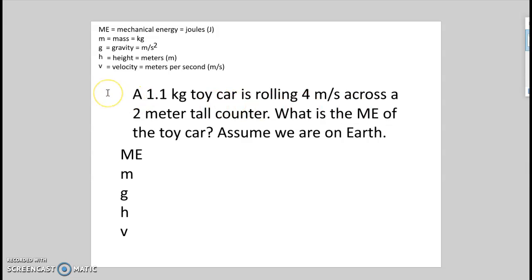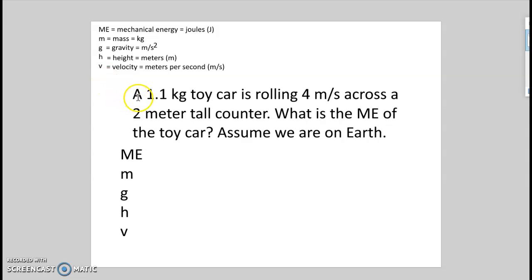So let's start by reading the problem. The problem says a 1.1 kilogram toy car is rolling 4 meters per second across a 2 meter tall counter. What is the mechanical energy, or ME, of the toy car? Assume we are on Earth. So if you have absolutely no idea what to do, you start by looking at your list up here. If you didn't write this down, that would be an excellent idea. But what I can do is just look at the units over here and match them up with the units I see in the problem to figure out what variable I'm dealing with.